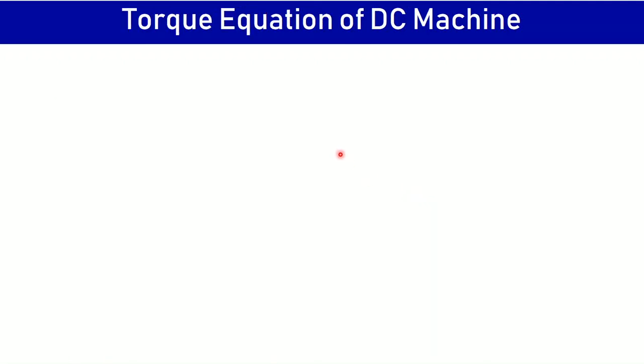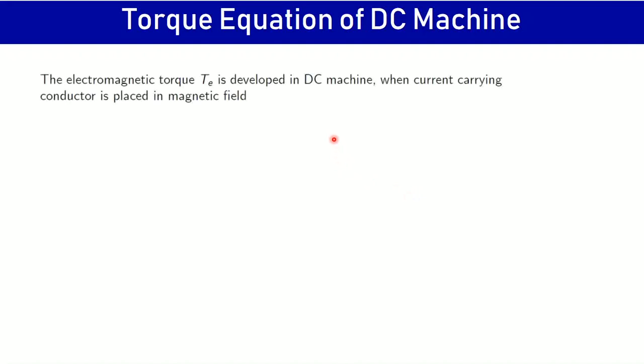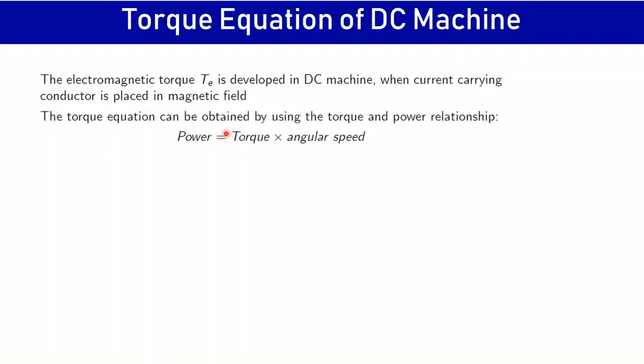Obtaining the circuit model also helps us to derive the expression for torque. Now, an electromagnetic torque is developed in the machine when the current carrying conductors are placed in a magnetic field. This torque can be expressed in terms of the mechanical power and the angular speed. So power is equal to torque multiplied by the angular speed. Here Te is the electromagnetic torque, omega m is the angular speed in radian per second, and P is the power.